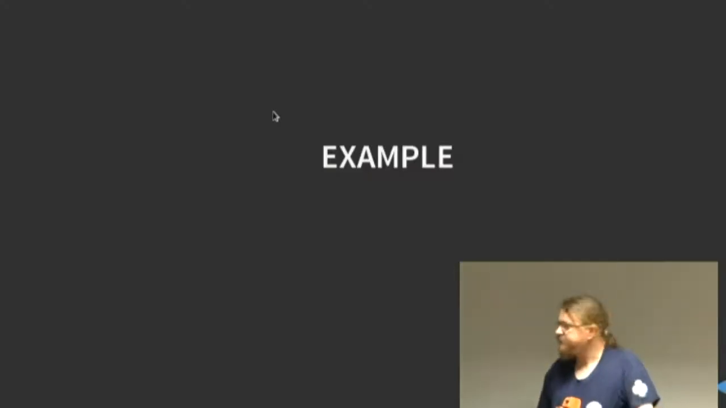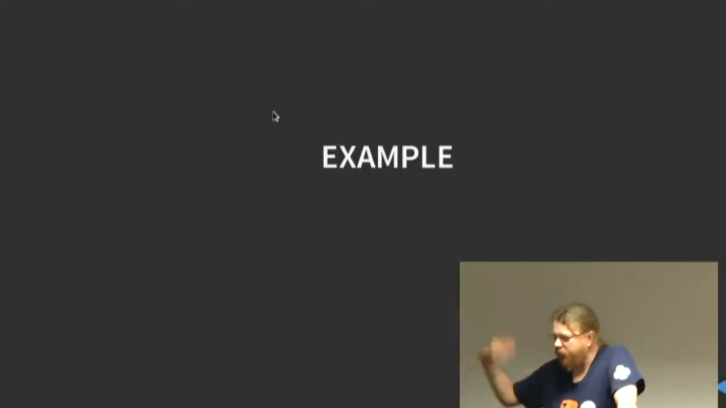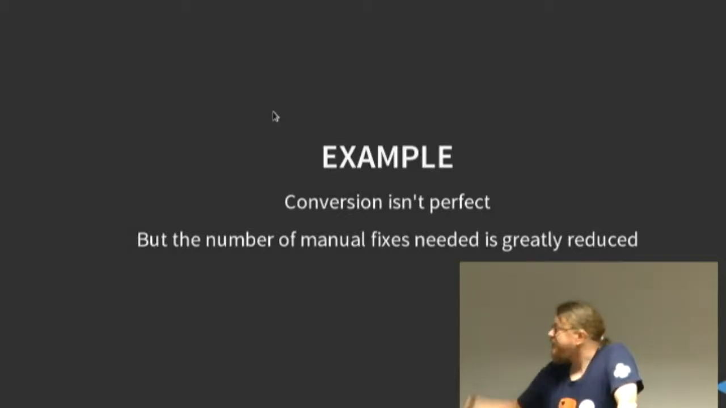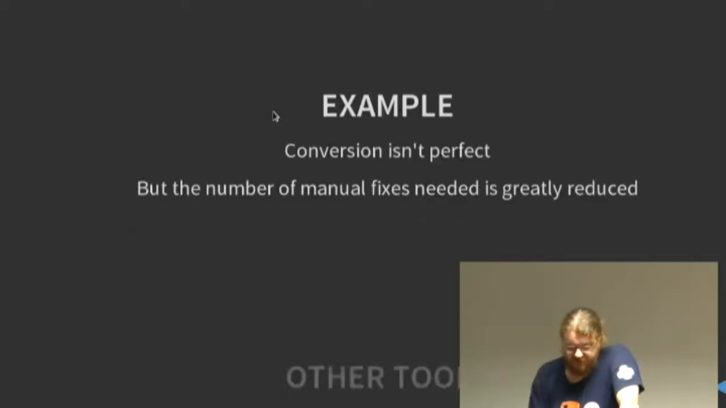Modernize gives you something that's much more what you'd do if you do a manual conversion using six. The conversion isn't perfect. There are a couple of small fixes you need to make. But really, the number of manual fixes you need to make is greatly reduced. I had to change one line in each of those things, as opposed to the tools doing 12 or 13 changes for me. So this gives you a lot of things.